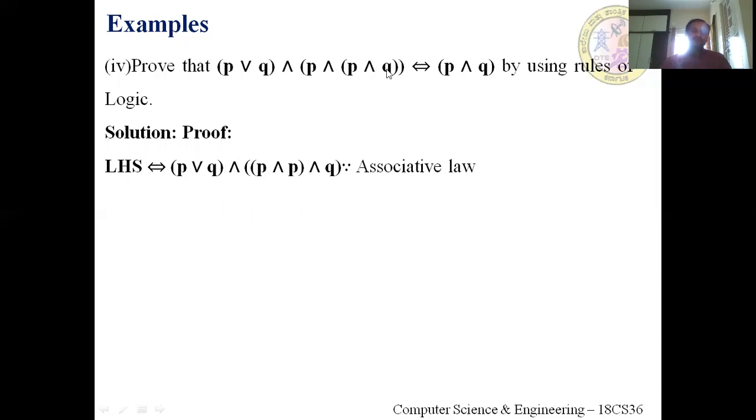I just moved the parentheses, instead of to P and Q, I move it to P and P now because of the associative law. Now, as per the idempotent law, there are two idempotent laws. One is P and P is logically equivalent to P. Another one is P or P is logically equivalent to P. By mistake, it is printed as P or P. Actually, it is P and P is logically equivalent to P itself. P or Q and P is logically equivalent to P and Q.